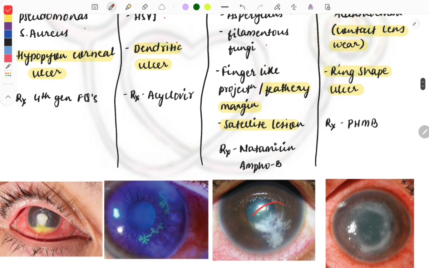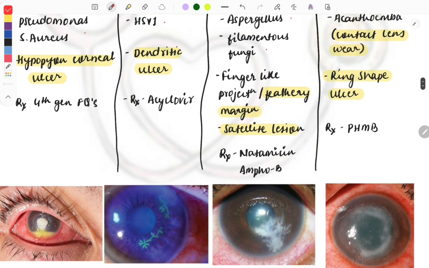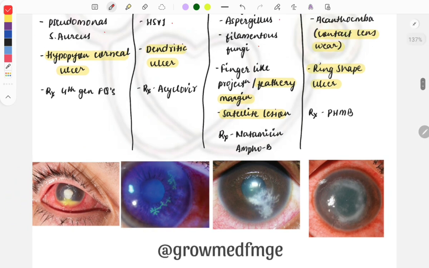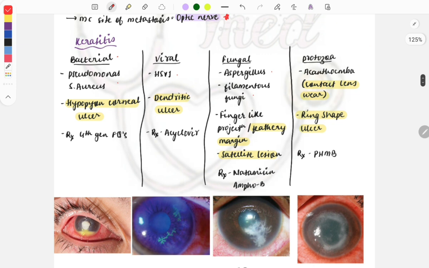Fungal finger-like projection, as you can see here, the feathery margin. This is also called the satellite lesion seen with the fungal. Then protozoa ring-shaped ulcer. So you can see that the ulcer is forming the shape of a ring. So very important topic. Also, I have uploaded a detailed video on this keratitis.